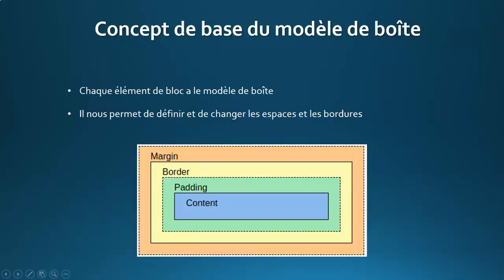So, here is what the box model looks like. You can see in blue we have the content, and between the content and its border we have a margin called the padding. As for the margin, it will be outside the border. We will see this in practice later.